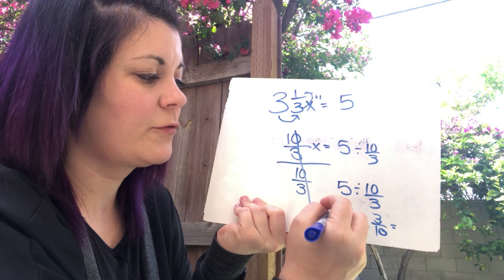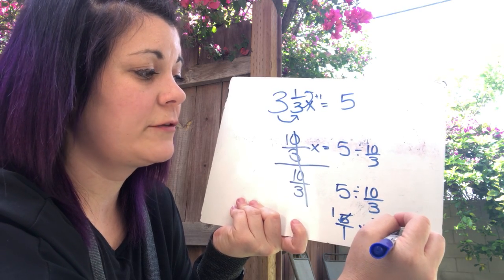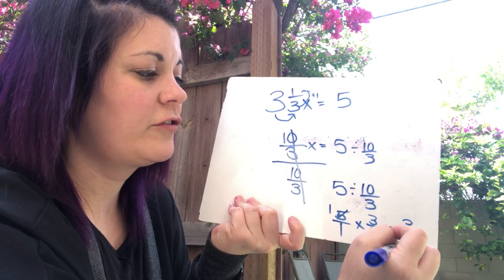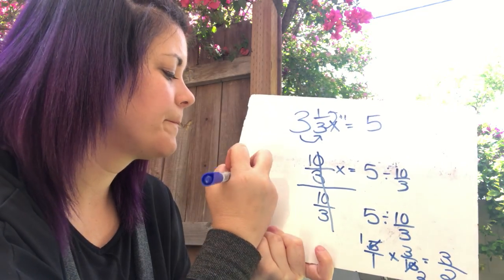5 divided by 5 is 1. 10 divided by 5 is 2. 1 times 3 is 3. 1 times 2 is 2. So we have 3/2. X equals 3/2.